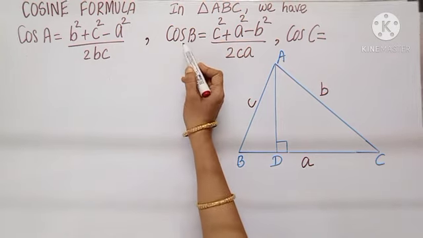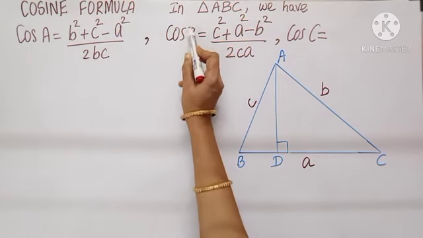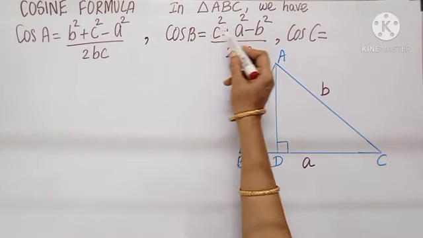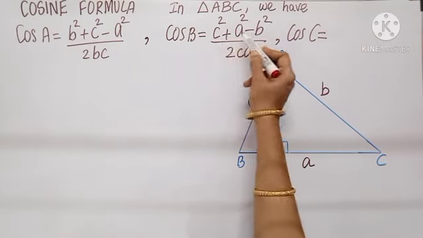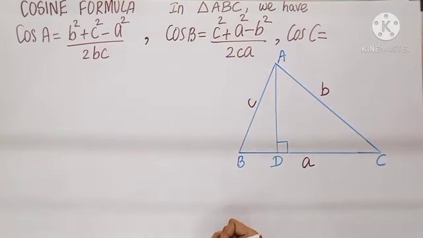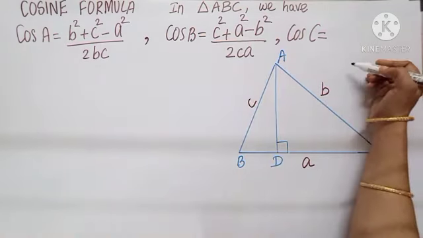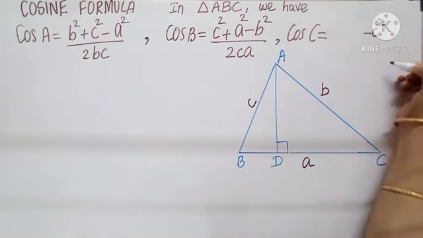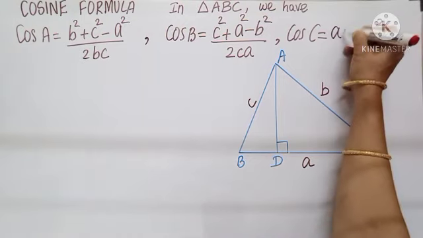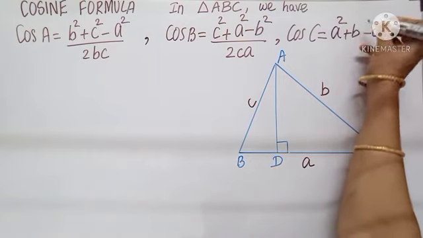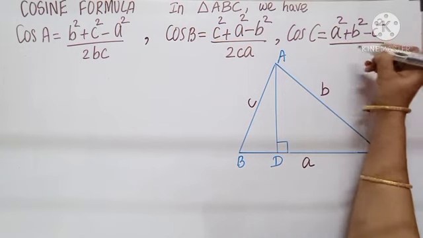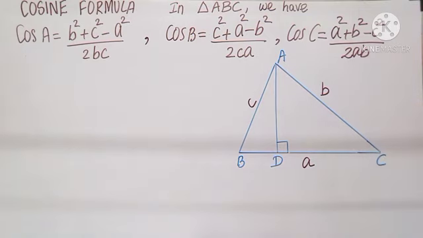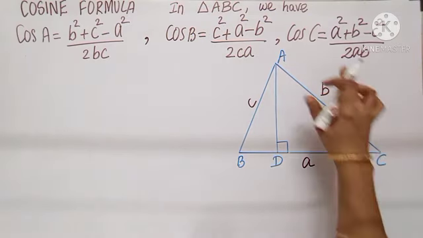Similarly, what is cos B? Here angle B is coming, so minus b square will come. The other two positive. Denominator, the combination 2ca. Now let us remember how to write cos C. C is coming, so I will write minus c square. The other two will be positive, a square plus b square. Denominator is a combination of the two, 2ab. Now this is a trick to remember the formula.